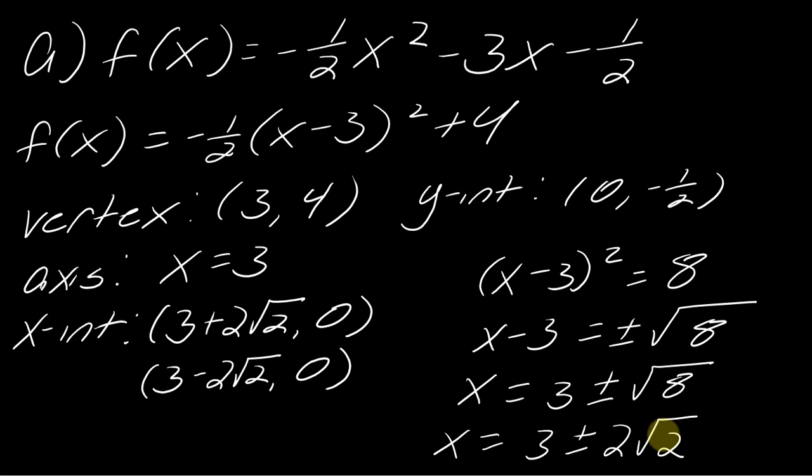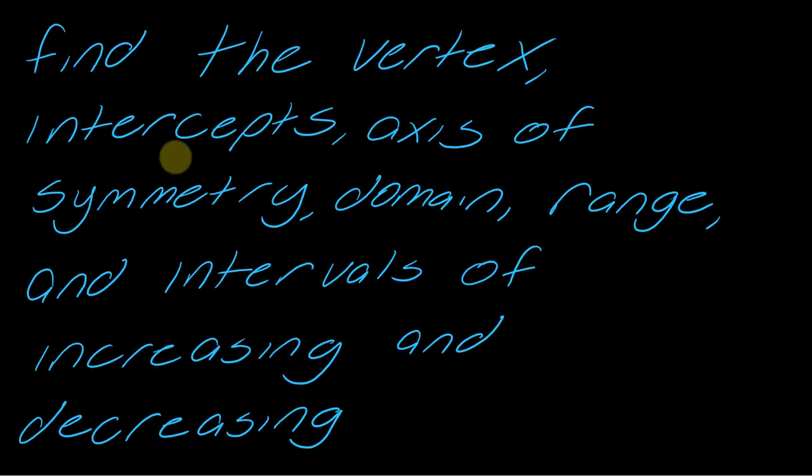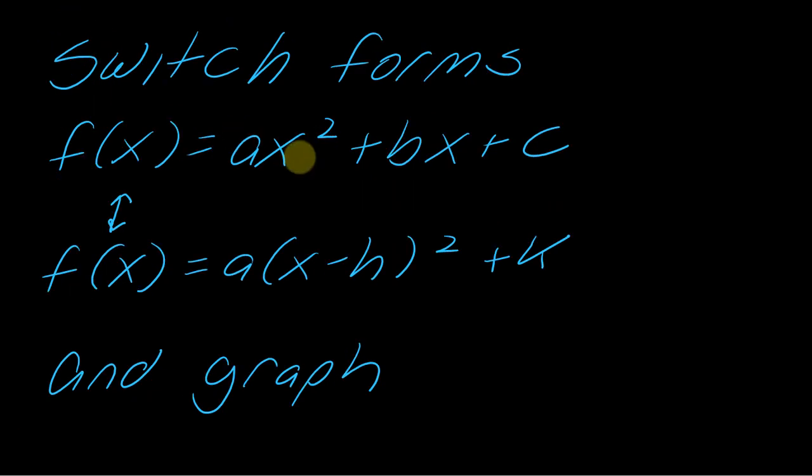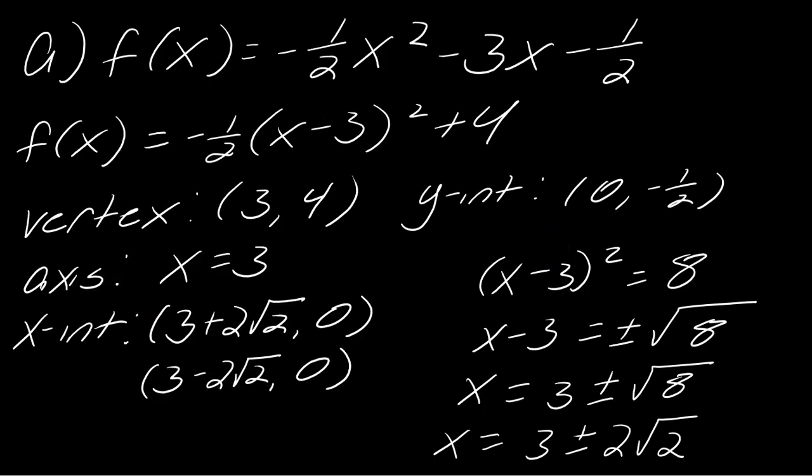Okay, so let's see how we're doing on that list. So we did the vertex, we got the intercepts, axis of symmetry. We still need the domain, range, and intervals of increasing, decreasing. We did switch between the two forms, so we've got both forms of the equation. I think that the next part of these questions, it's easiest if you have the graph. So let me clear some space.